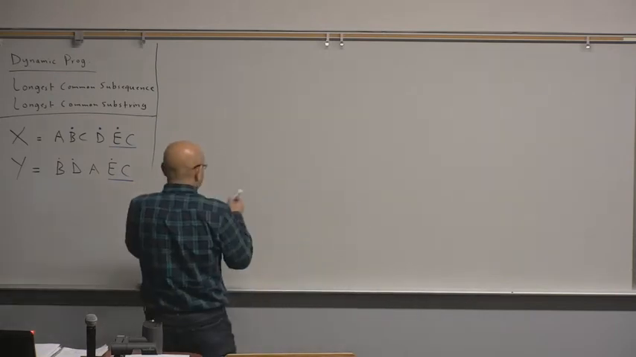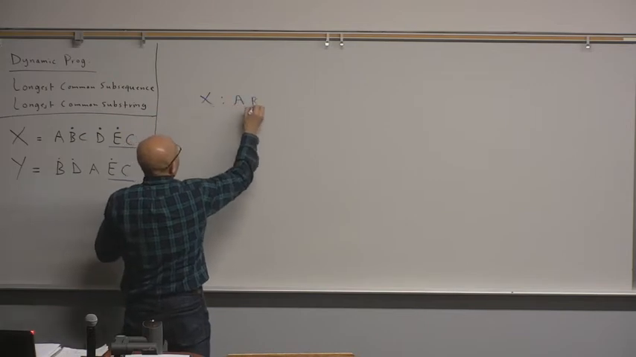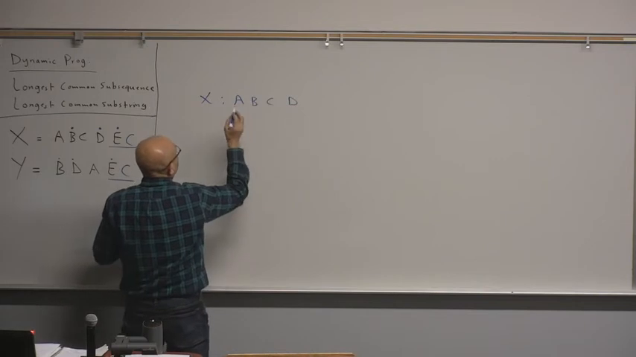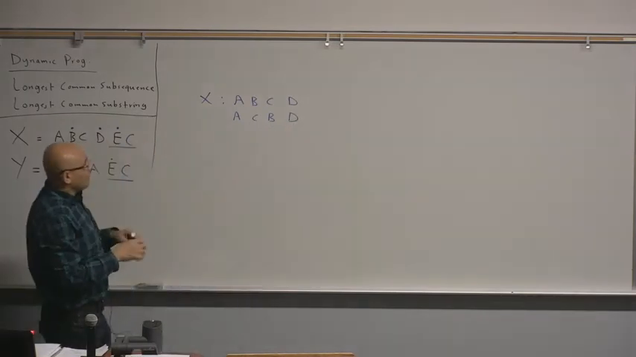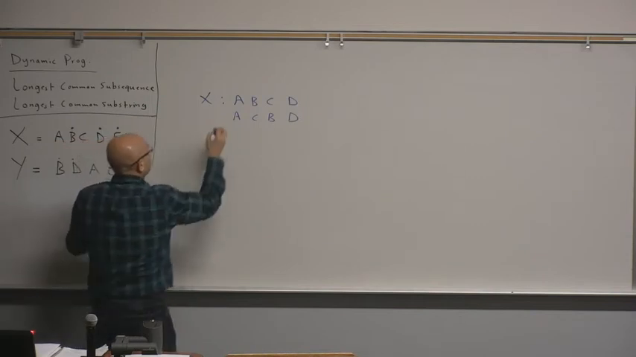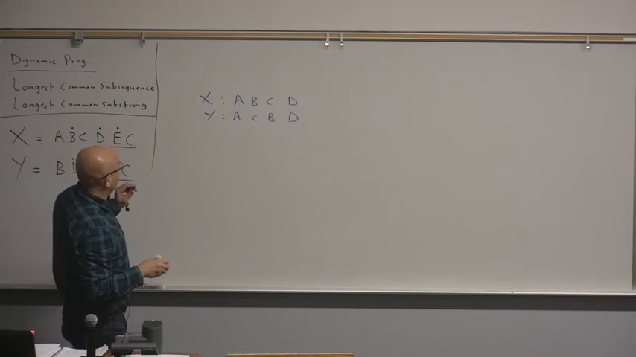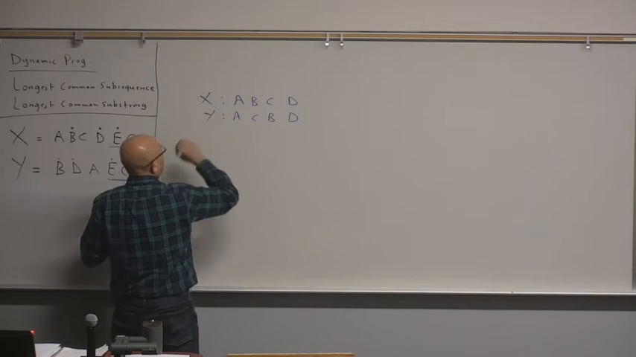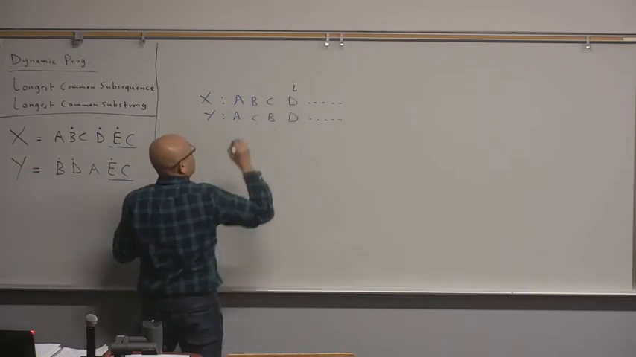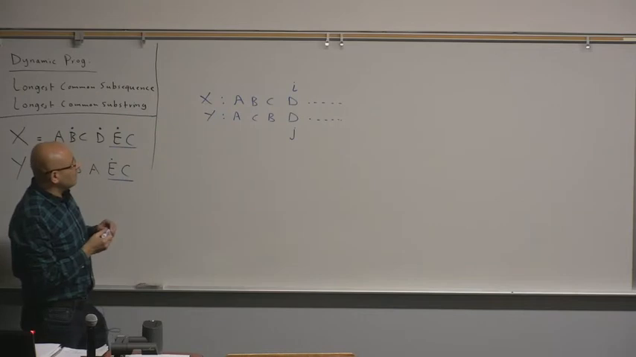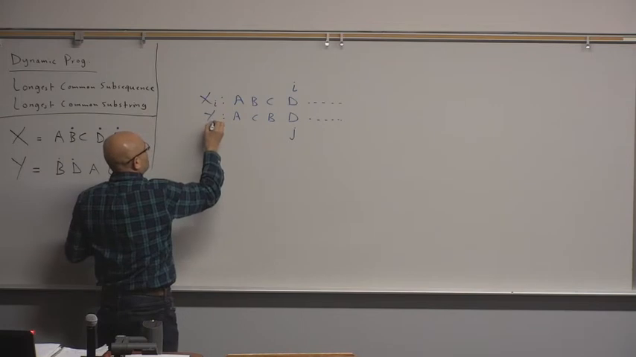So for example, what if I have these strings: A, B, C, D, and A, C, B, D. Now let's assume that this is string X and this is string Y, and at this point you are trying to find the longest common subsequence between... there are other characters, but this is character I and this is character J. So now you are trying to find the longest common subsequence between X sub I and Y sub J.